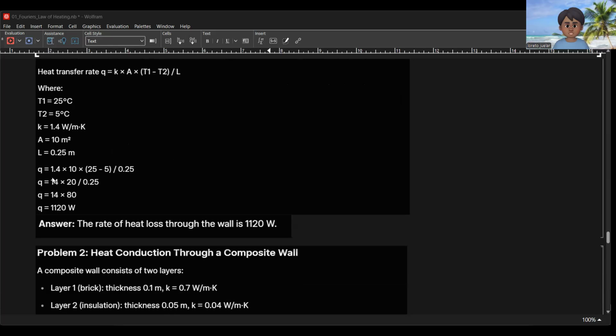So our Q here is the heat flux here, 1.4 times 10 times 25 minus 5 over 0.25, our small letter q. So that is 1,120 watts. So the rate of heat loss through the wall is 1,120 watts.